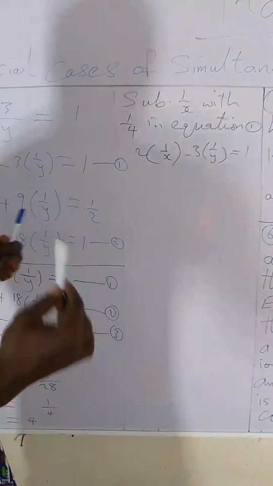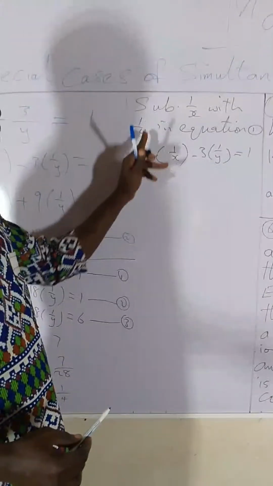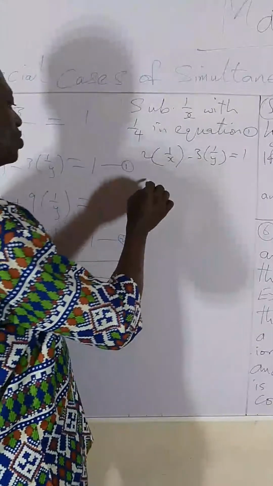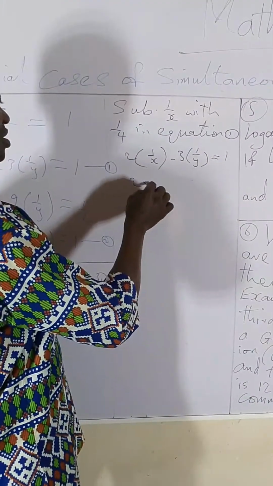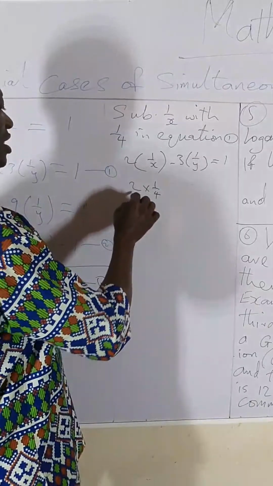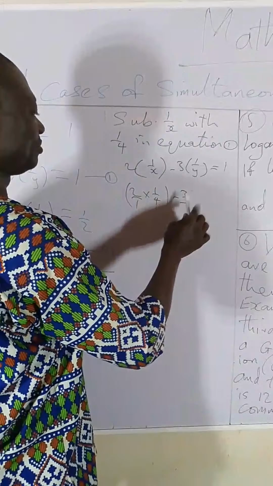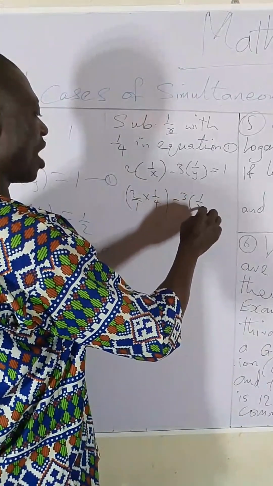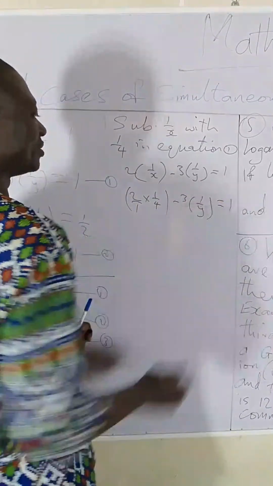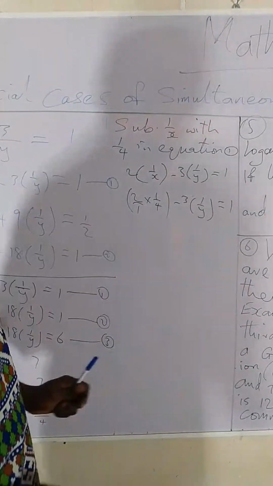And so anywhere we see 1 over x, we put what? 1 over 4. We come here and say 2 times 1 over 4. This 2 is 2 over 1 times 1 over 4 minus 3 into 1 over y is equal to 1. Yes. So at this point now, what do we have?